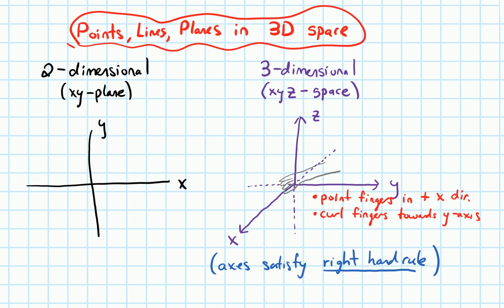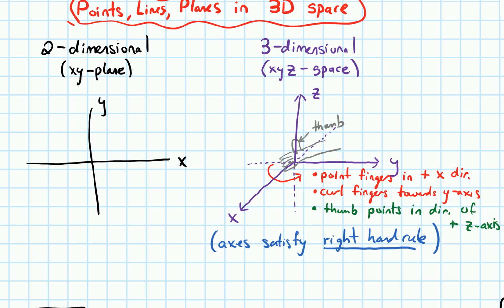Notice I haven't drawn a thumb here. In fact, I'm deliberately leaving that to the end. If I curl these fingers now in the direction of the y-axis, I'd be curling them this way. As I do that, if we stick out our thumb, imagine that our thumb would be somewhere here. That thumb needs to point in the direction of the z-axis. There is the thumb. The thumb points in the direction of the positive z-axis. So that's what the right-hand rule says.